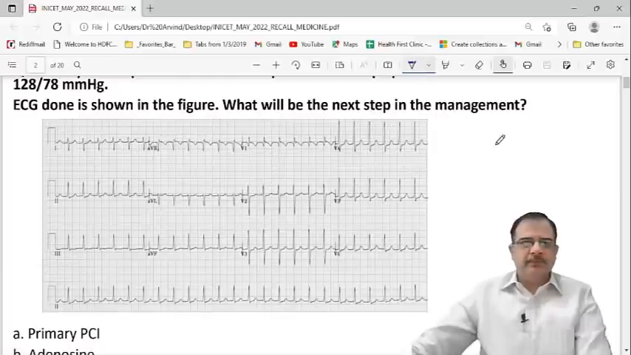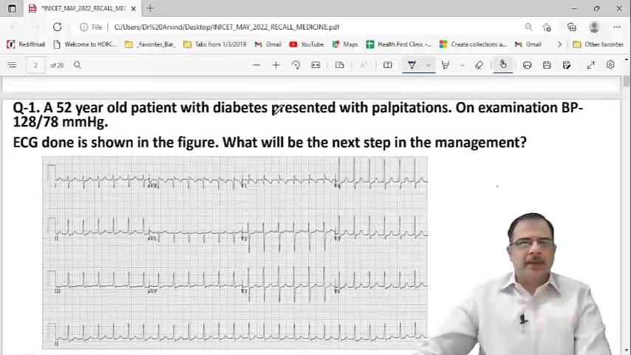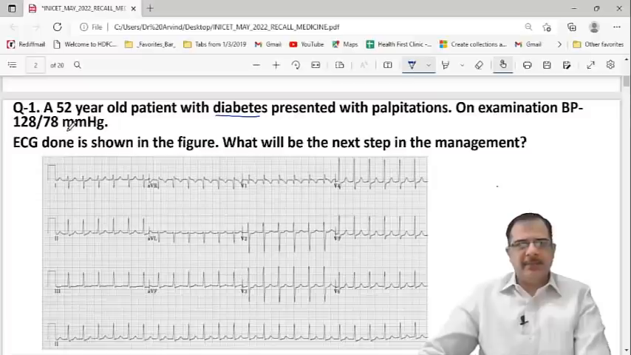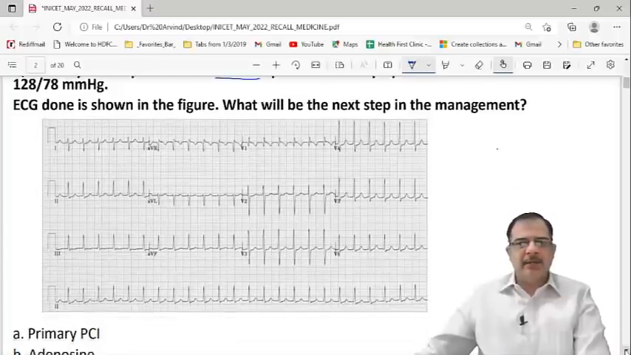Question is, a patient presented with palpitations. Patient is a case of diabetes. On examination, BP is 128 by 78, that is BP is normal, and ECG is shown as in this figure. So question is, what is the next step in the management of this patient?